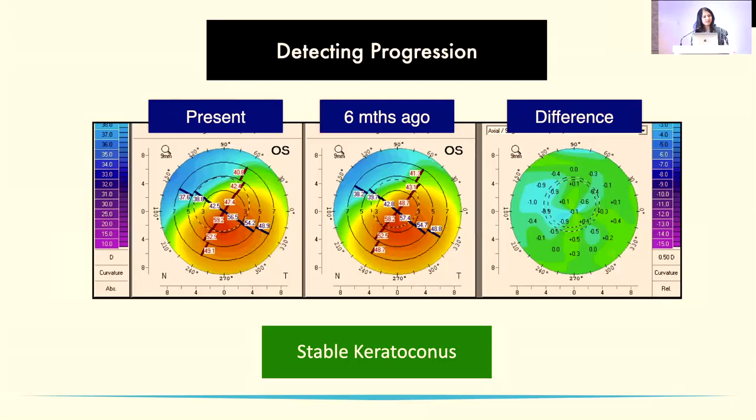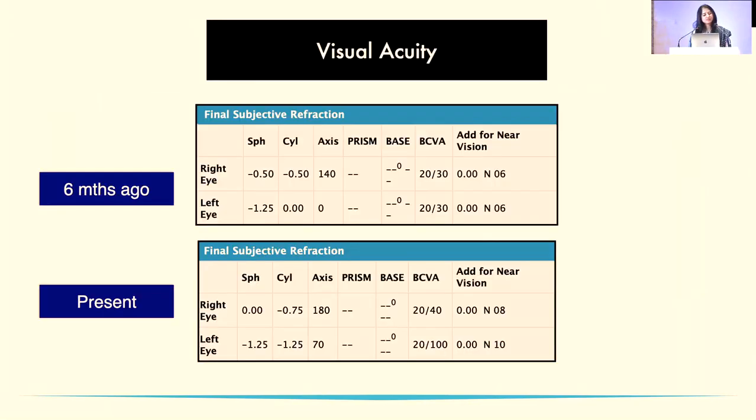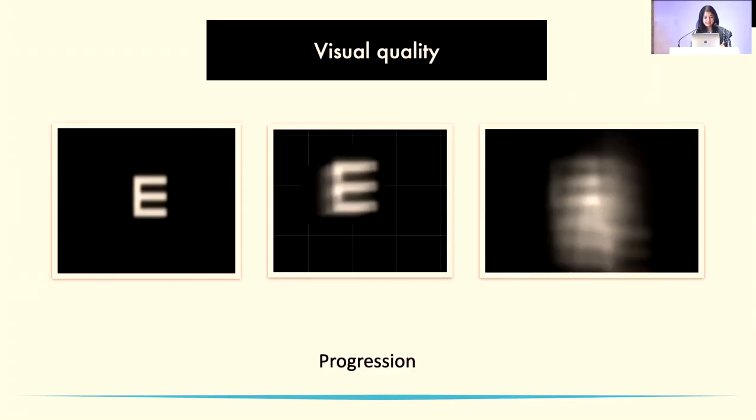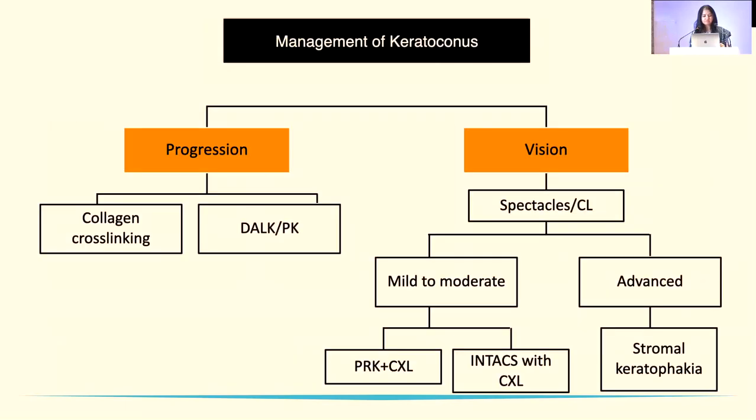If on the comparative scans over 3 to 6 months the corneal topography does not change much, then it is called a stable disease. But if you see progressive steepening in the area of the cone, then it is known to be a progressive disease, and that itself requires treatment for stabilization. Why? Because it is known to affect visual acuity. Sometimes the visual acuity itself can reduce over time because of a progressive disease, or visual acuity can be maintained, but the quality of vision is going to reduce over time as well.